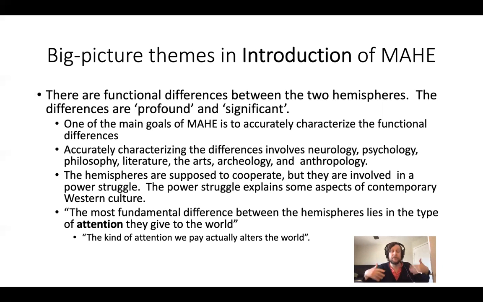And then the way he attempts to characterize the left and right, I told you one of the big goals is to accurately characterize the differences between the left and right hemispheres. The way he does that is by characterizing the attentional tendencies of each hemisphere. The left hemisphere tends to attend to things in this way. The right hemisphere tends to attend to things in this other way. And then he says that these different types of attention can actually alter society. So the hemispheres attend to the world in different ways, and these different attentional tendencies can then influence the world that you are a part of. So these are some of the big picture themes of the book.